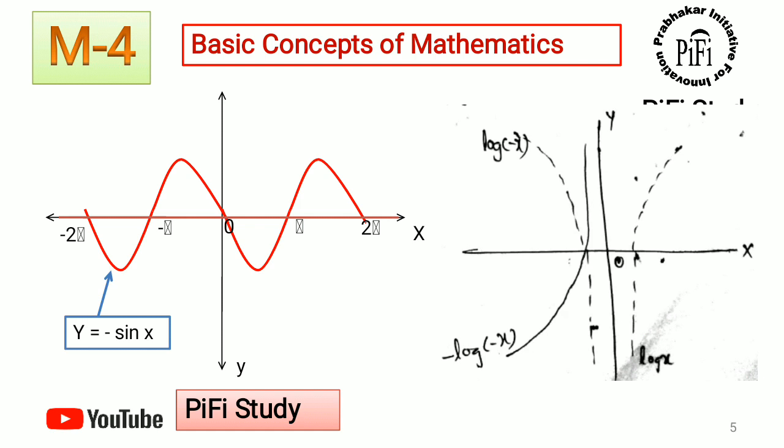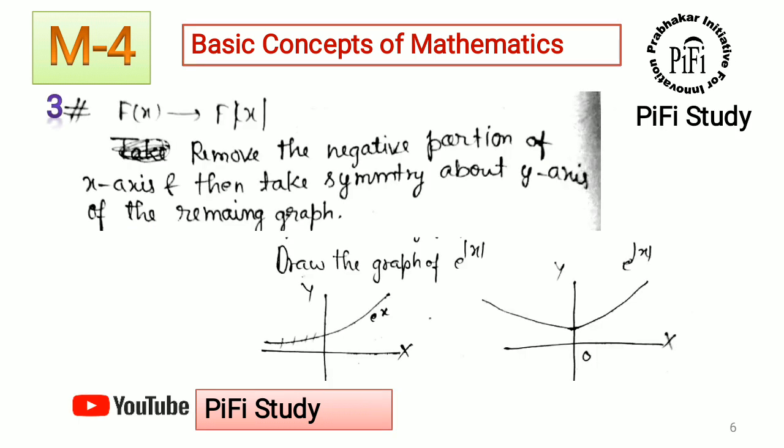Then second thing is, if you have to plot y = -log(-x), how will you plot it? Start by plotting the y = log x graph, then take the symmetry about the y-axis, as I told you for f(x) to f(-x), and then again take the symmetry about the x-axis. So finally you will get the plot of -log(-x). So come to the third case, f(x) equal to -f(|x|).